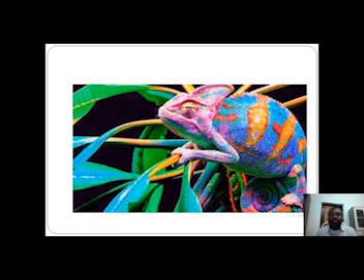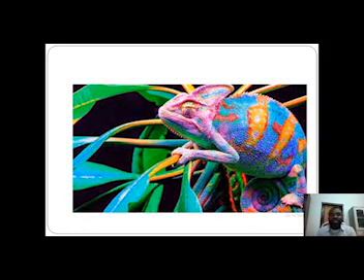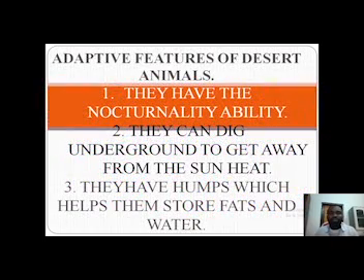That's why I told you, look at what I said, they have the ability to camouflage. So you can see the camouflage here. It has camouflaged its color and it has blended to suit this very plant. Okay? So you can see it's very self-explanatory now. Okay, that is for forest animals. Let's look at adaptive features of desert animals.